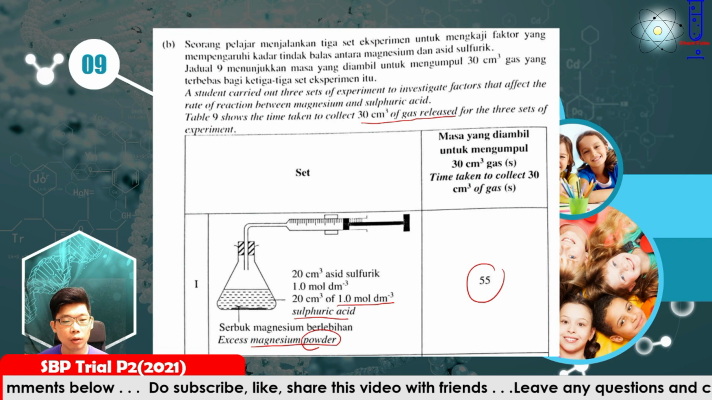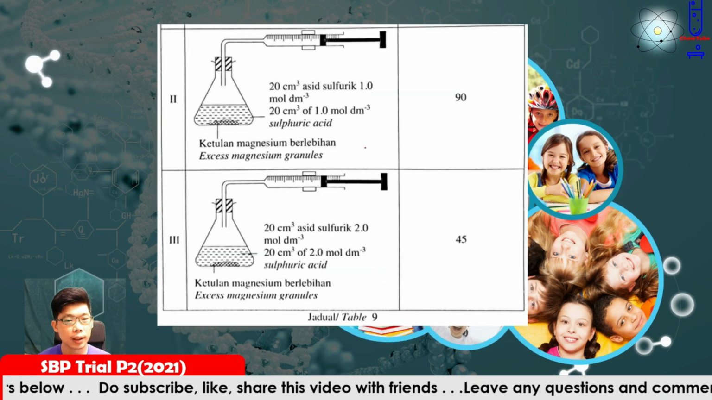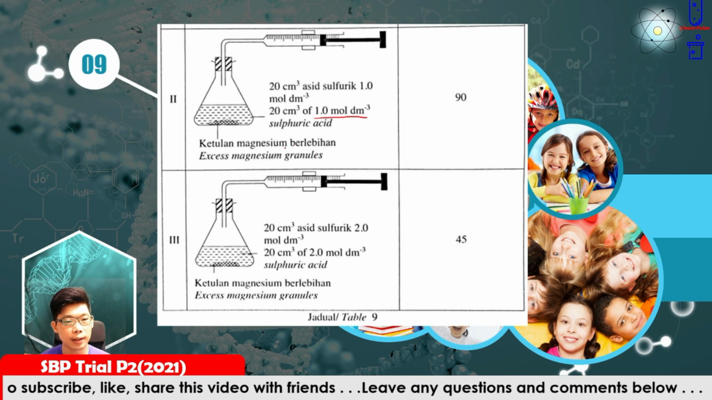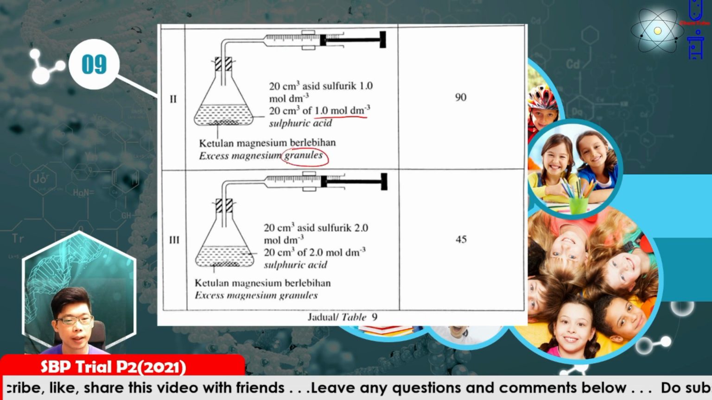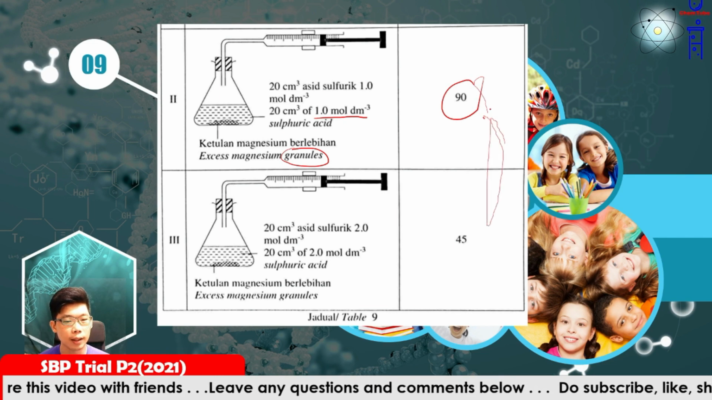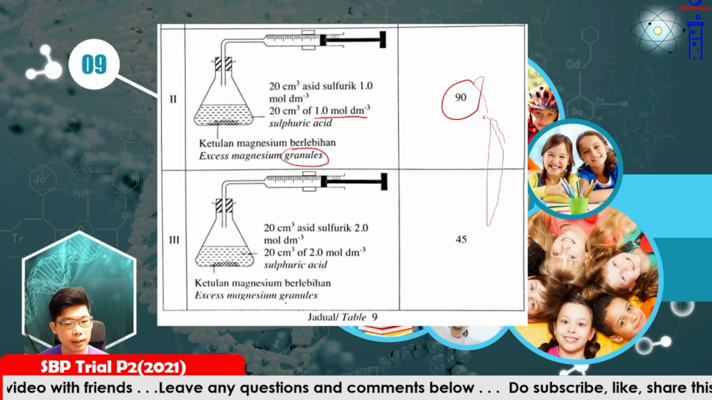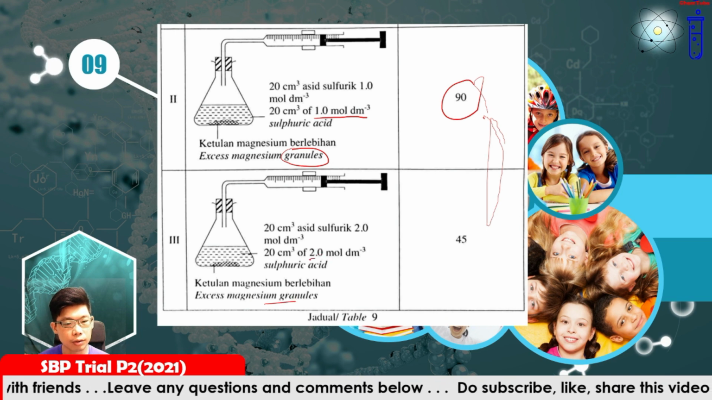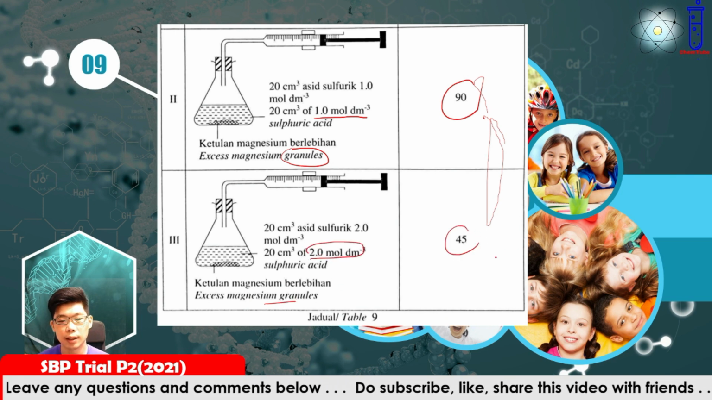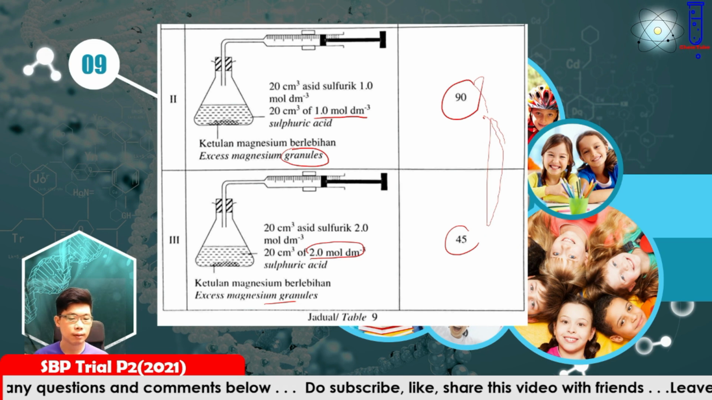Now look into set 2. Concentration 1 mole per cubic decimeter of the sulfuric acid, but here it is the granules, magnesium granules. So the time taken is 90 seconds. Now for set 3, magnesium granules, but the concentration is 2 mole per cubic decimeter. So the time taken is shorter, 45 seconds.